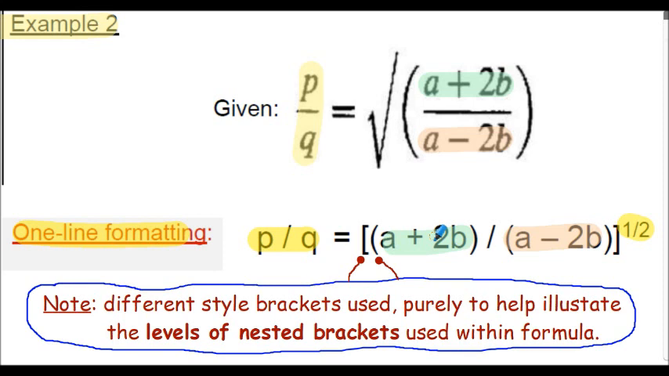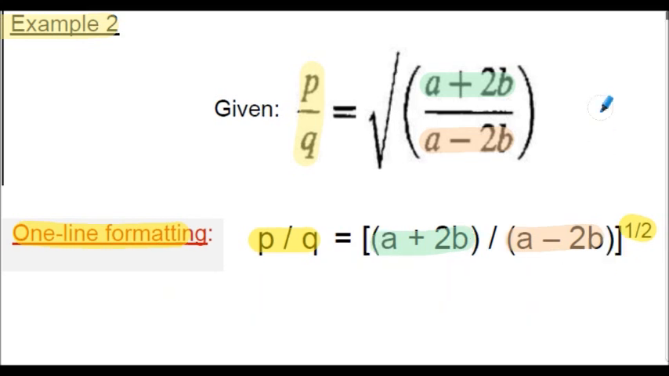Also just note the different styles of brackets used here are purely to indicate that we have nested brackets. So square bracket here and the curved bracket here. But generally we use the same style of bracket throughout. So moving from two-line formatting to one-line formatting and using the fractional index eases the word processing requirements.